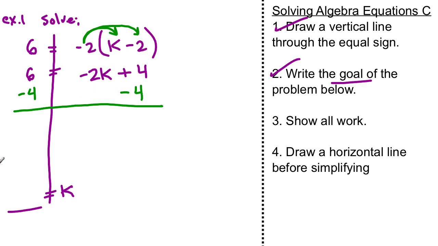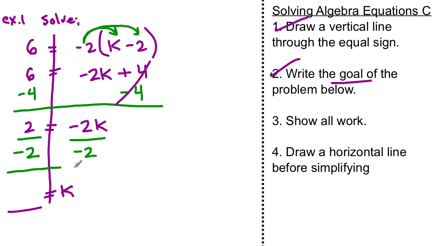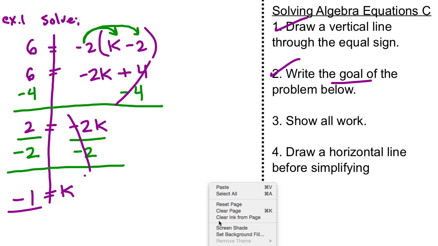Horizontal line, and then simplify. Okay, so this guy cancels. And we're left with 2 is equal to negative 2k. Okay, now we're almost there. But in negative 2 times k, to get k by itself, we need to divide by negative 2. Okay, so we do that on both sides and get a horizontal line. Okay, notice this guy will cancel. And we're left with k is equal to 2 divided by negative 2 is negative 1. All right, and that's it. Let's go through a couple more example problems.